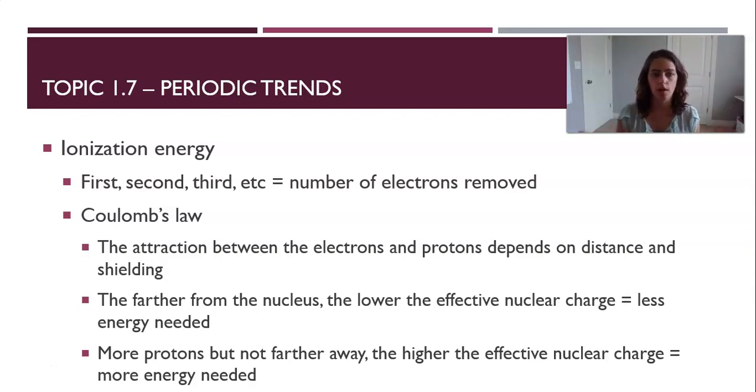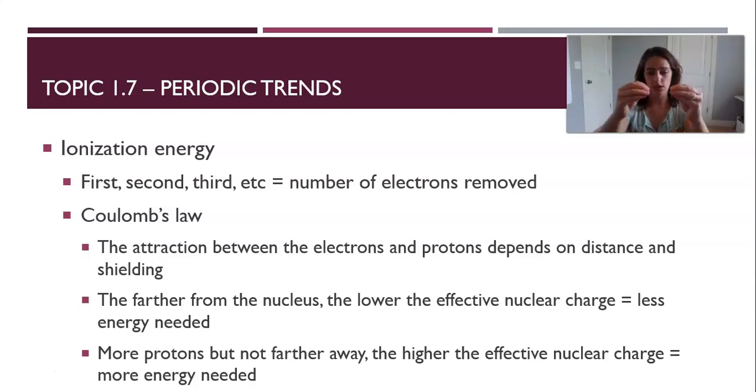So Coulomb's law applies to ionization energy because it depends on the attraction between the electrons outside in the energy levels and the protons in the nucleus. Okay, so there are two factors to this. The nucleus has positive protons and the electrons are negatively charged. So if you have a greater positive charge in your nucleus, it's going to hold on tighter to those electrons. If you have a lower positive charge in your nucleus, it's going to hold on less tightly.